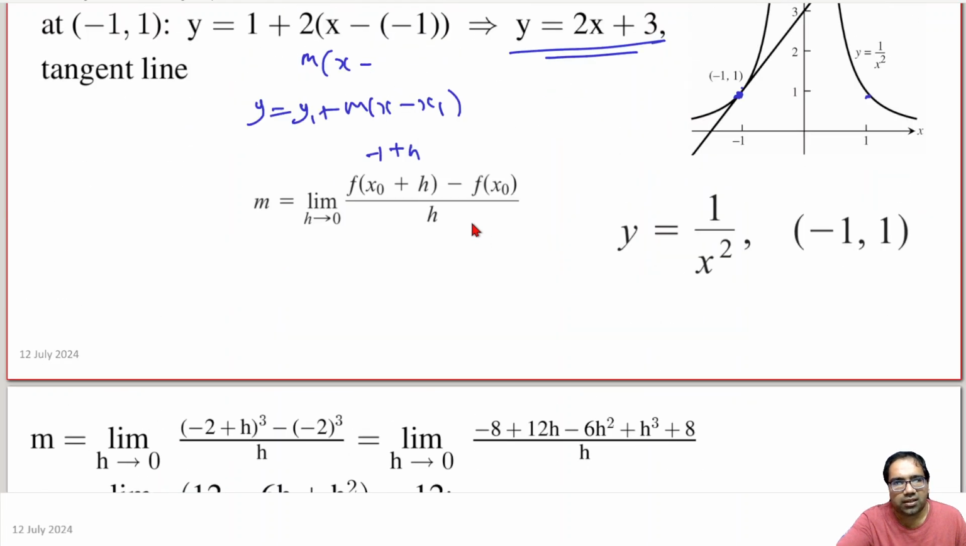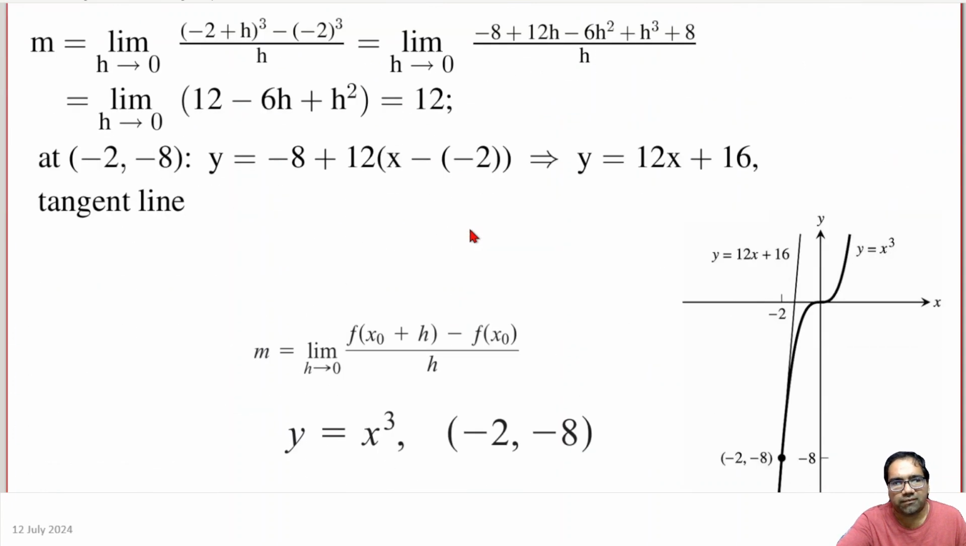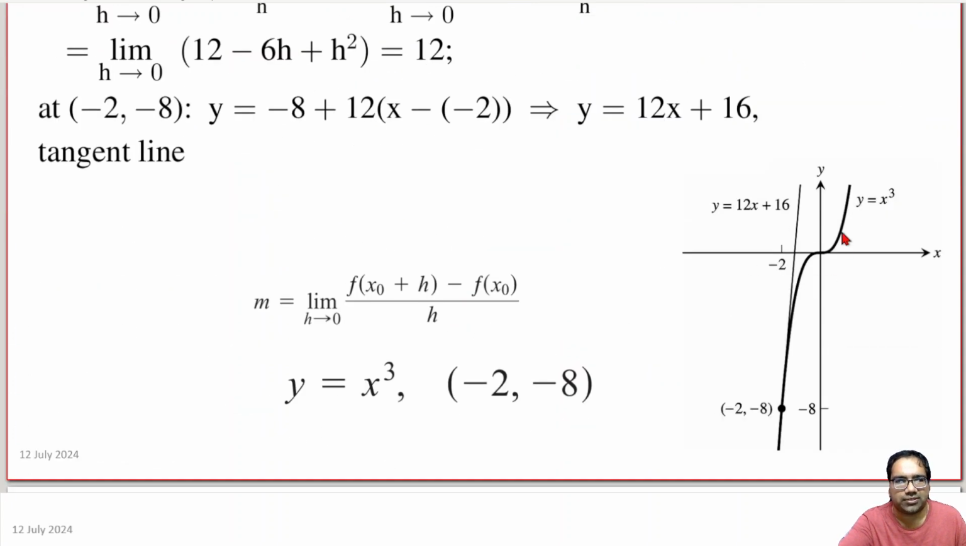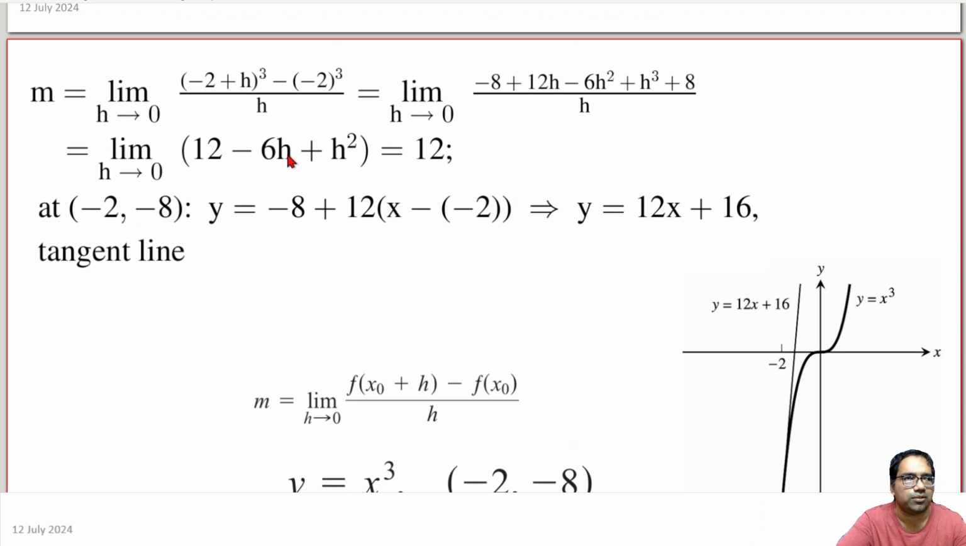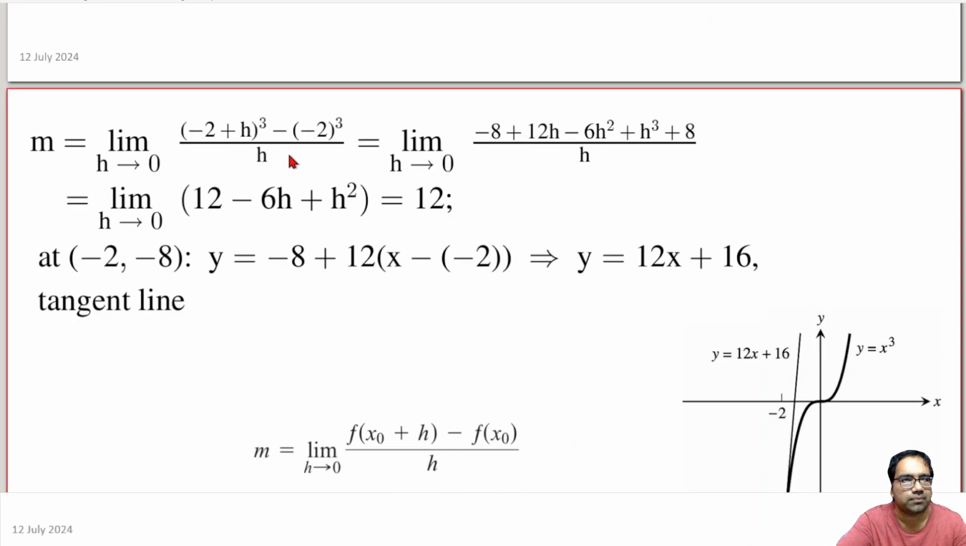Right. Another simple example. For this curve, y equal to x cube. We know it looks something like this, and at this point (minus 2, minus 8). Again, first we have to find the slope. Slope is f of x naught plus h minus f of x naught by h. x naught is our minus 2. Minus 2 plus h. That means minus 2 plus h whole cube.